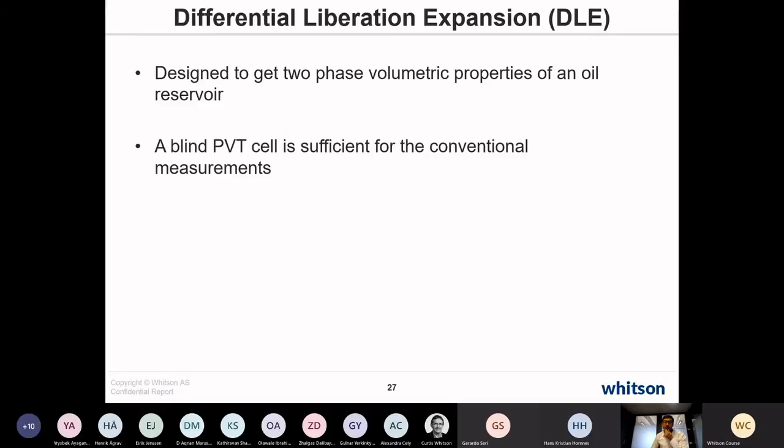And again, the blind PVT cell can be used for conventional PVT measurements.